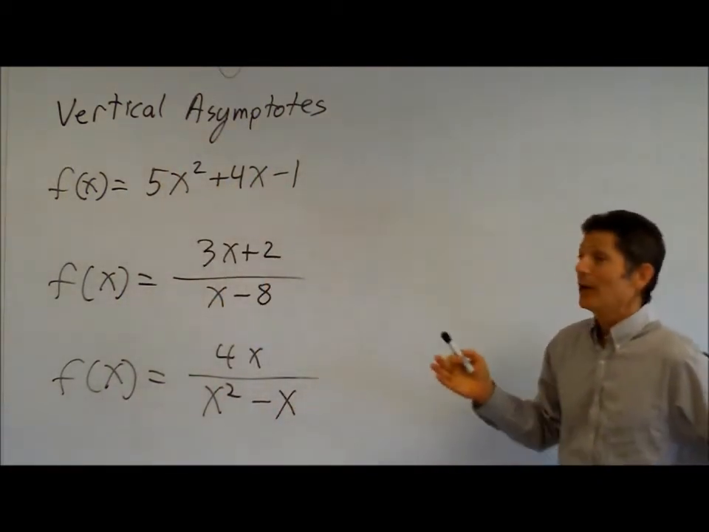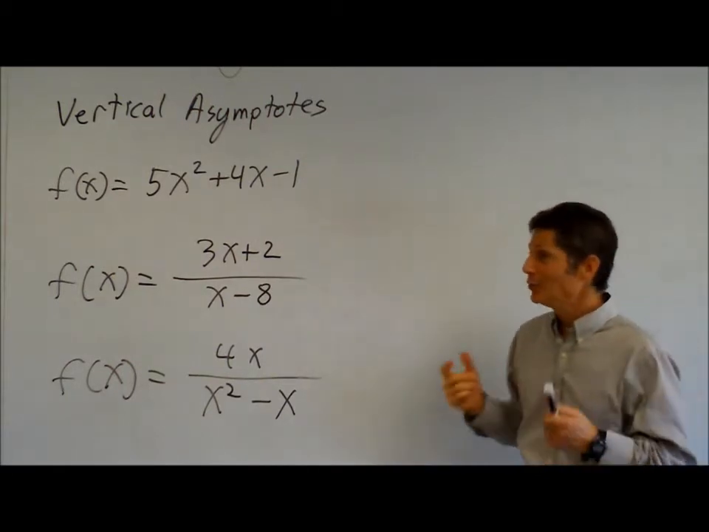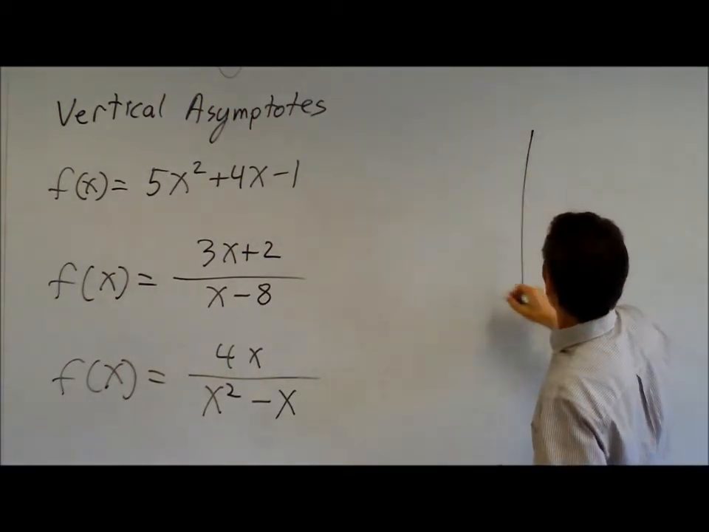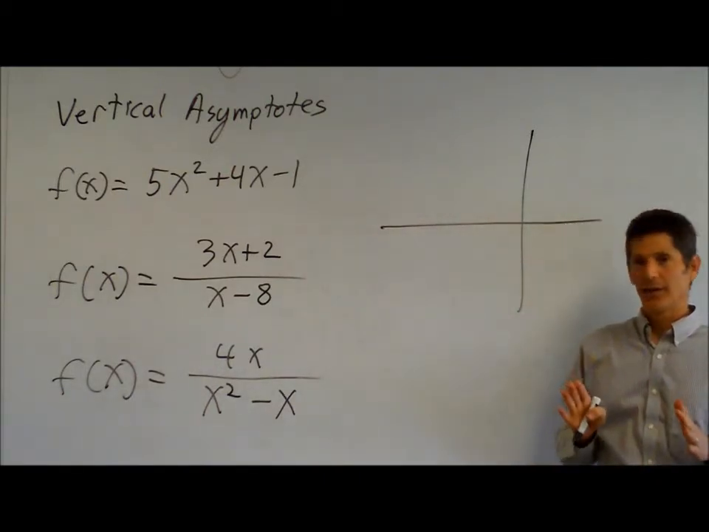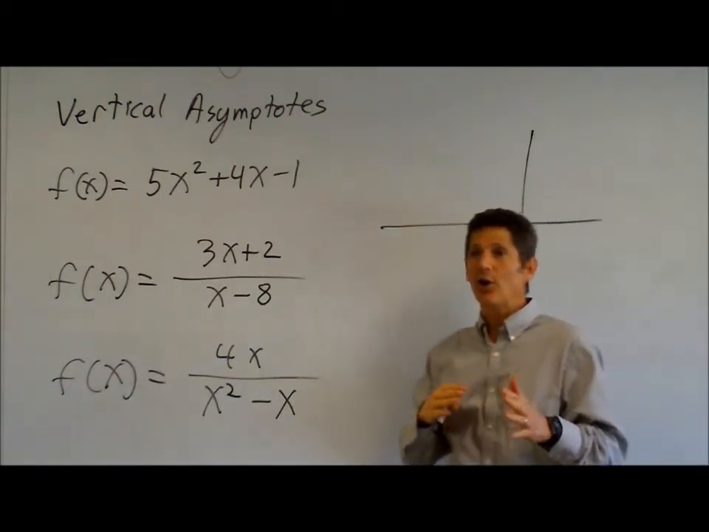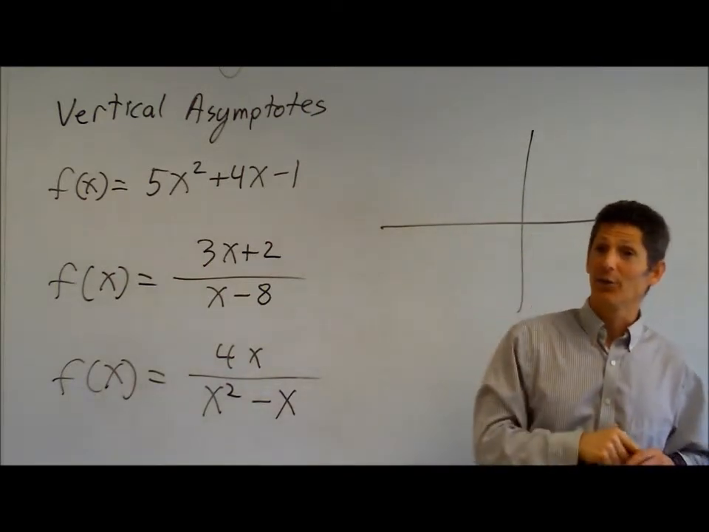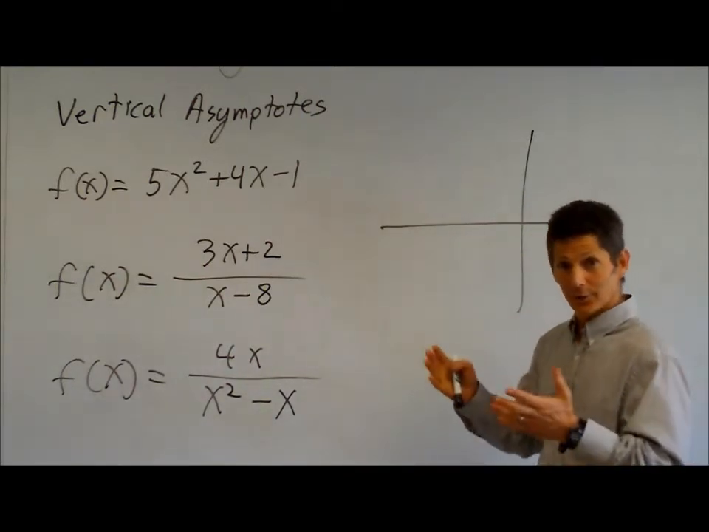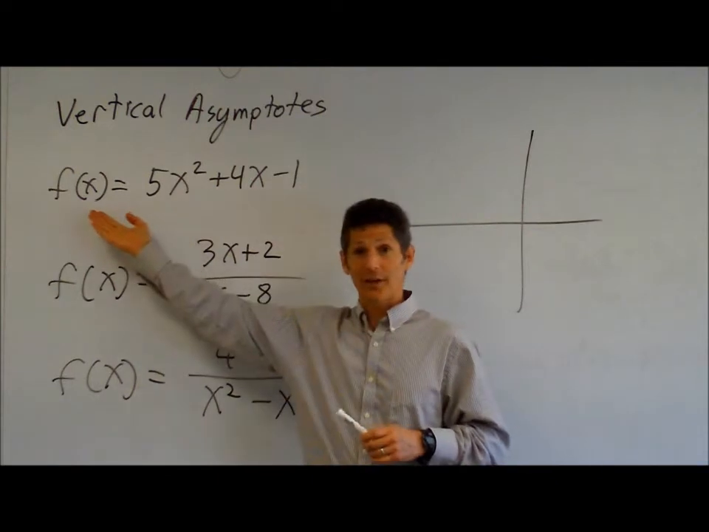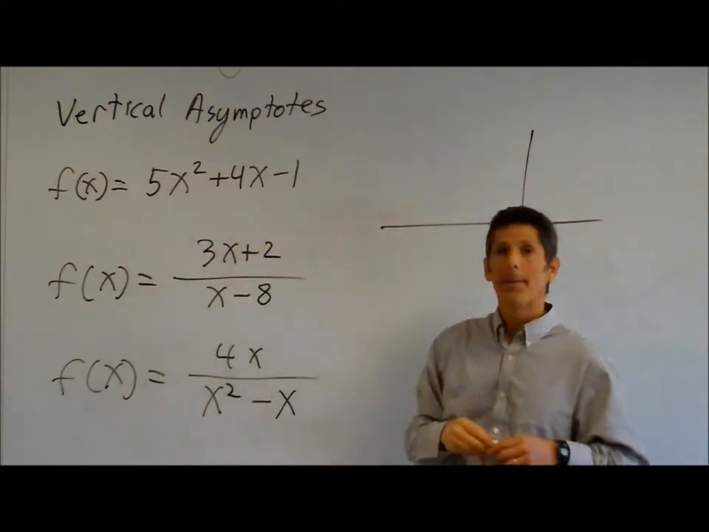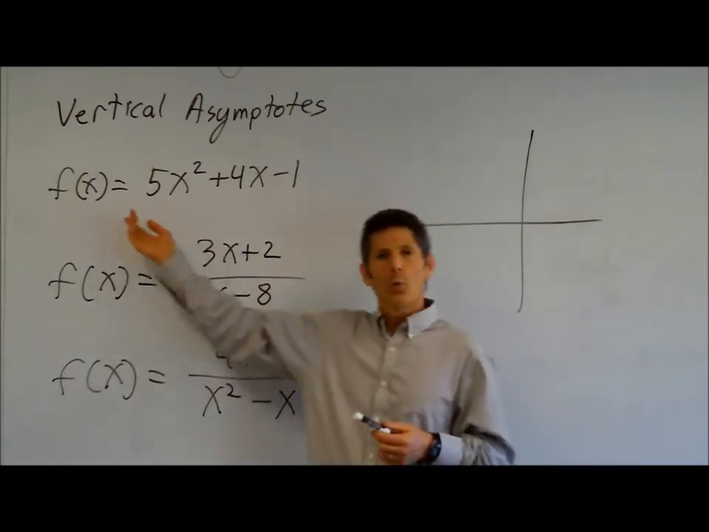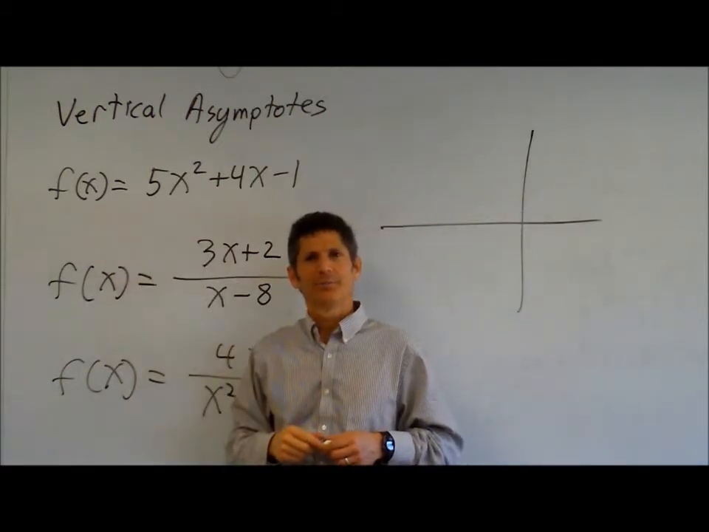Right. So, vertical asymptotes, as you know, are places where the function is undefined. These are x values that are not in the domain of the function. So, for example, in this first case, I have this function f of x equals 5x squared plus 4x minus 1. Where is this function undefined?